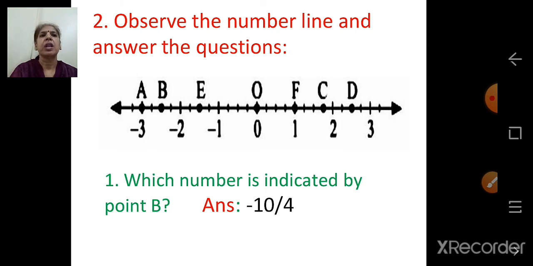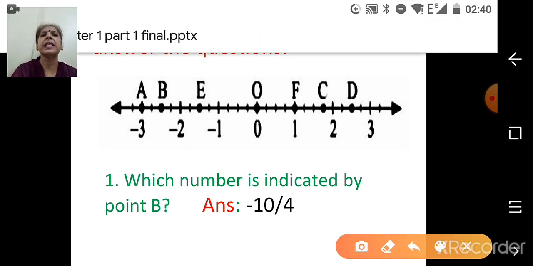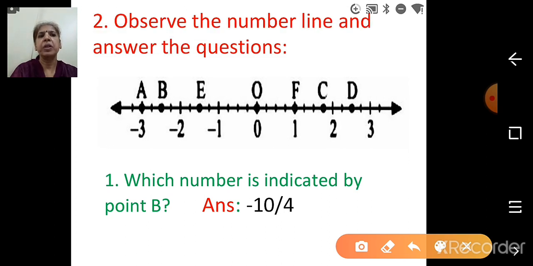Next question. Observe the number line and answer the question. So here a number line is given. O is the origin, then positive numbers are on the right side and negative numbers on the left side of 0. The first question is, which number is indicated by point B? So where is point B? Here is point B, on the left side.